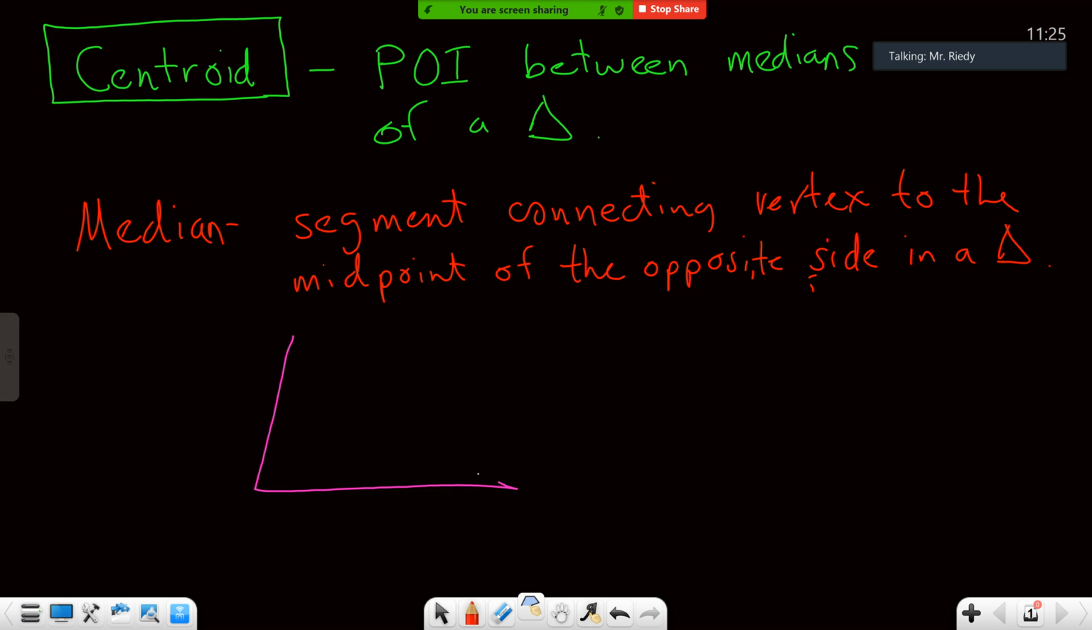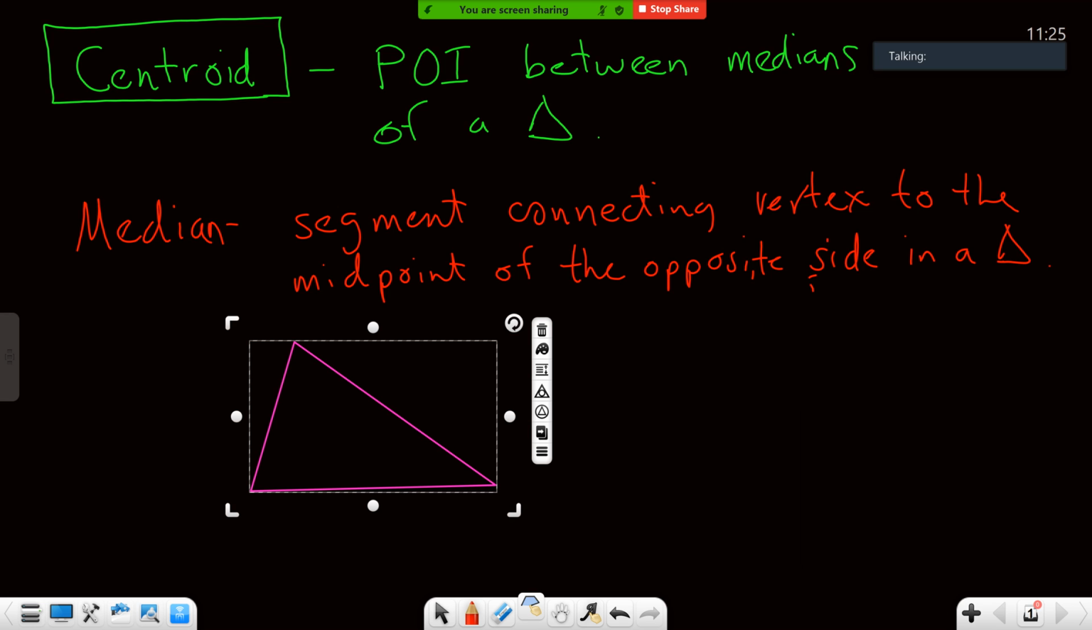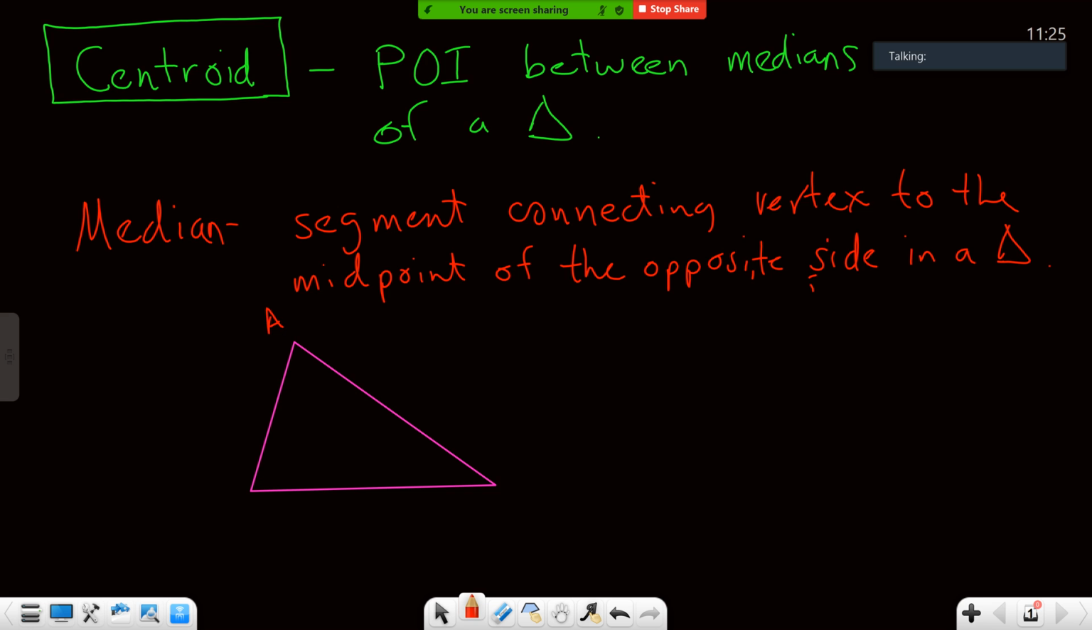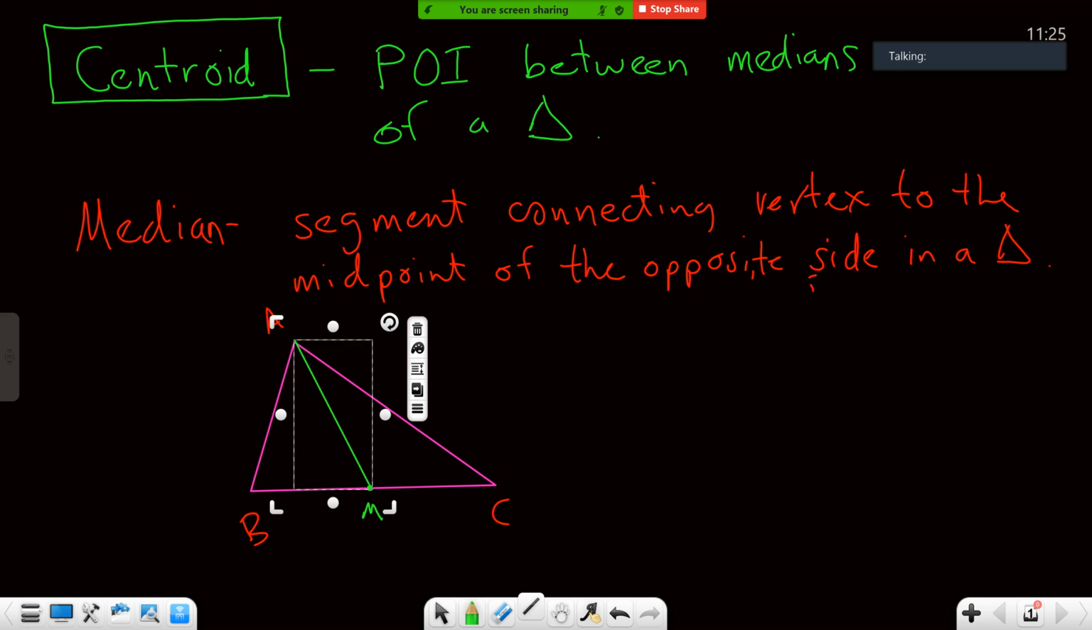For those of you that are visual learners, I'll show you what I'm talking about, and then we're going to dive right into it. So I'll just choose to use A. We can do any one of them, but I go from A to the midpoint of the opposite side. So if we call that M, let's make it look a little cleaner here. Let's switch to a segment. Okay, beautiful. Any questions on the definitions?